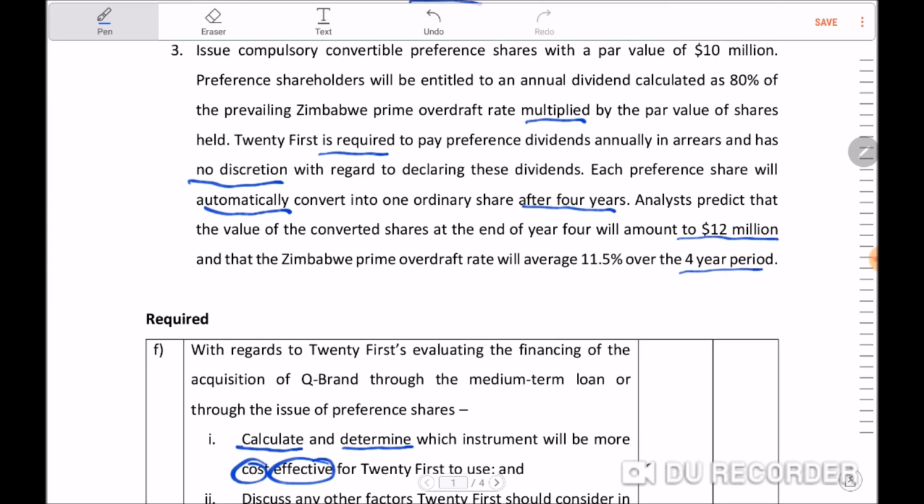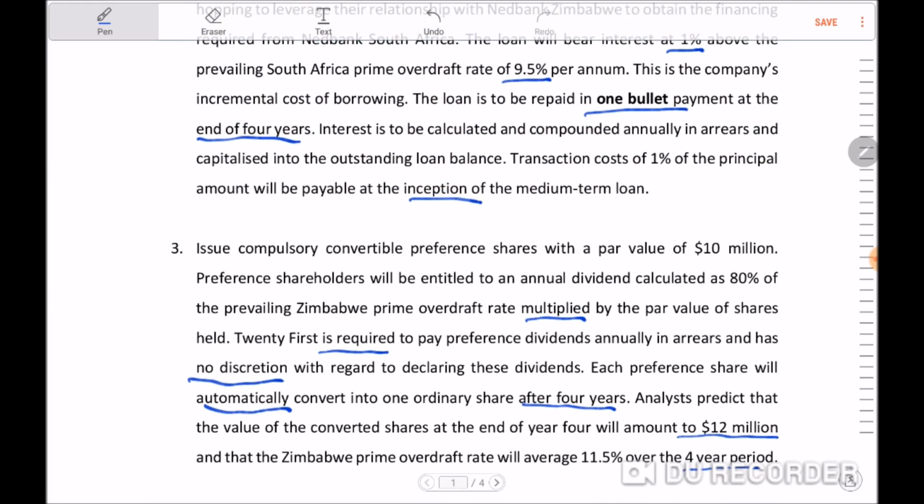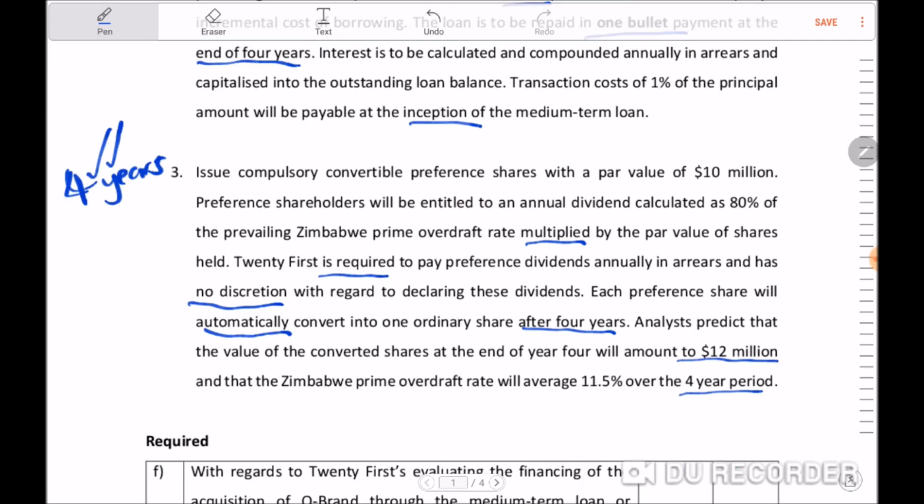Now, in helping us to decide in terms of cost effectiveness which instrument we should use, first of all, option 2 and option 3 are both being evaluated for the same period, that is 4 years. So to this extent, we can compare the medium-term loan as well as the convertible preference shares, due to the fact that they have the same what? They have the same period, which is 4 years.